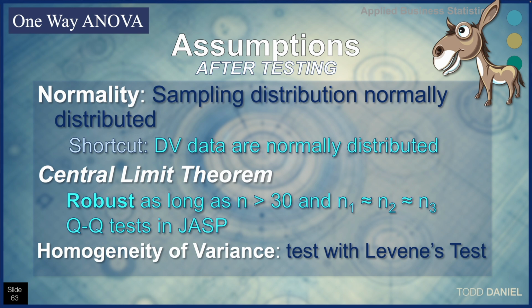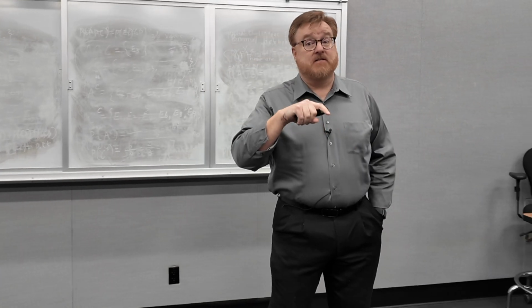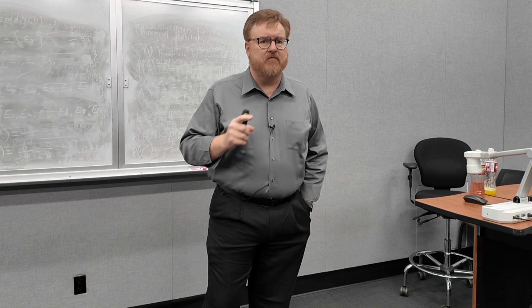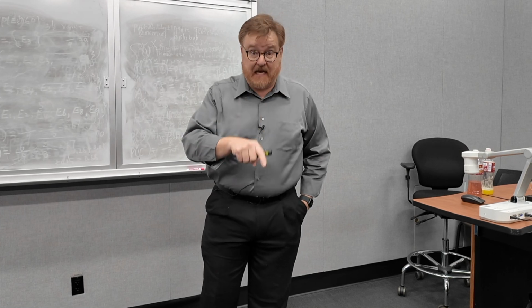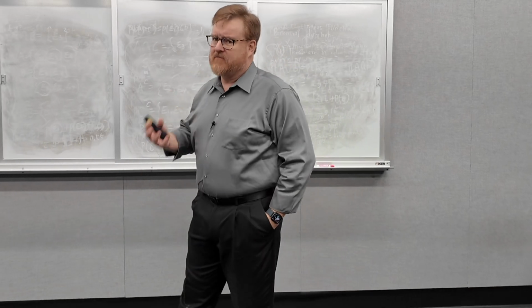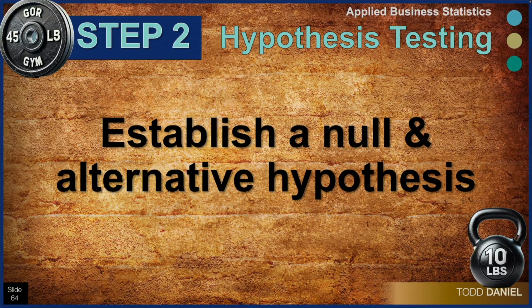There's another assumption for the one-way ANOVA, which is the same as the independent samples t-test. That is the assumption of homogeneity of variance. The variance in each of the levels of our factor should be approximately equal. We can use a Levene's test to look for that.